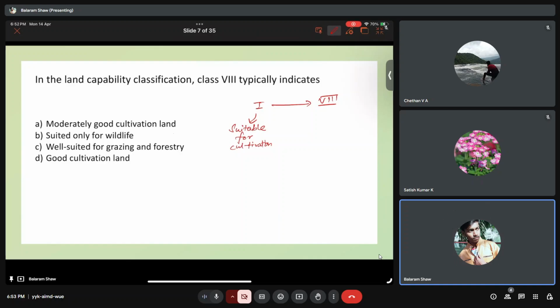So is class 8 moderately good cultivation land? Obviously not, because 8 is the last class that we have, so it is not suitable for cultivation. And slope is more than 25%, the steepest slope. Suitable only for wildlife, correct? So for 8, it is suitable only for wildlife, we have seen. Well suited for grazing and forestry will be less than class 8, that is class 5 or 6. Those are well suited for grazing and forestry. And good cultivation land is in the earlier classes, that is 1, 2, 3, and 4. Okay, so the correct answer is B.